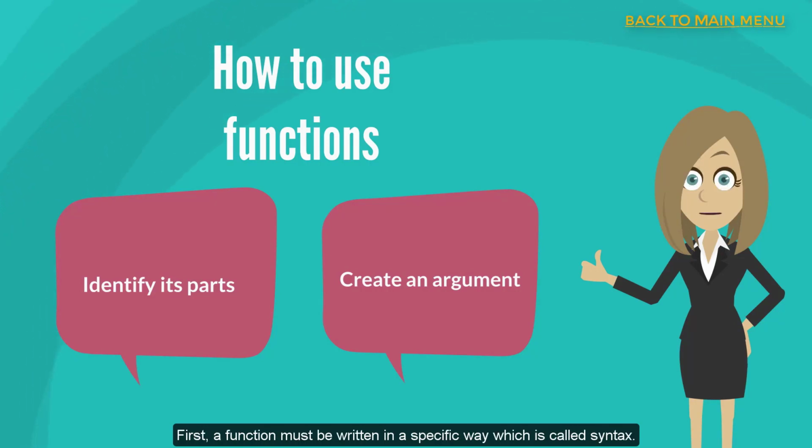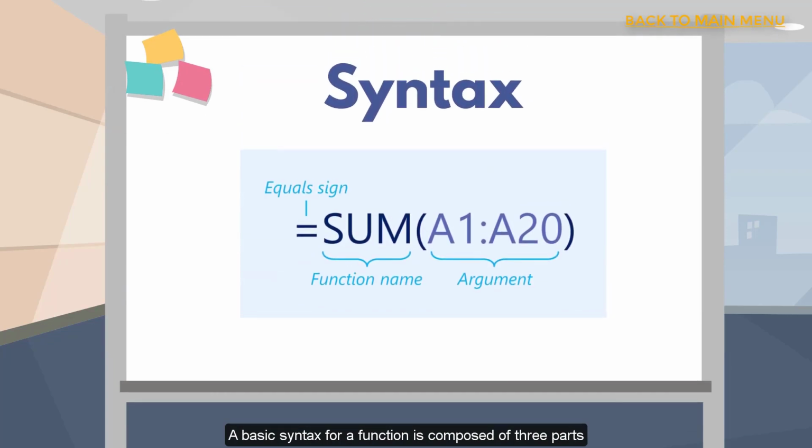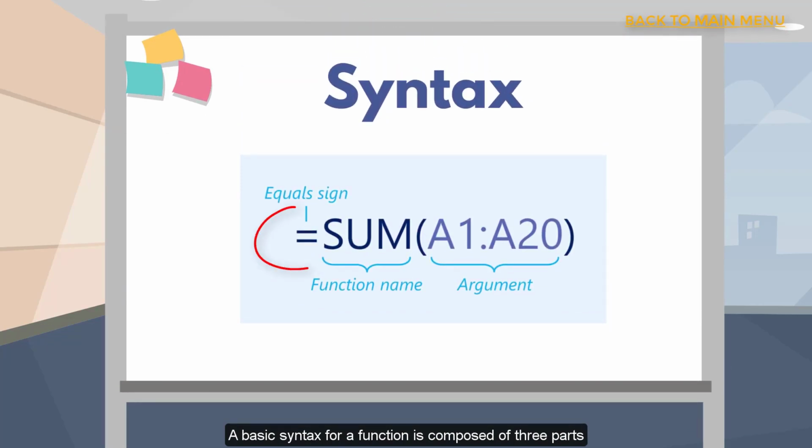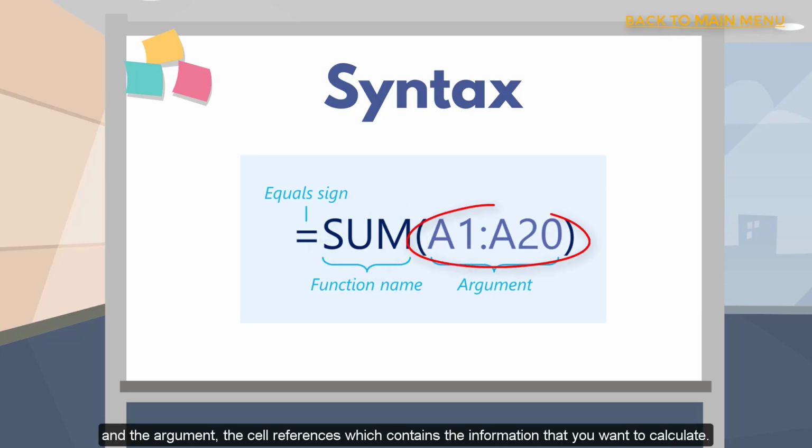First, a function must be written in a specific way which is called syntax. A basic syntax for a function is composed of three parts: equal sign, function name, example, sum, average, or maximum, and the argument, the cell references which contain the information you want to calculate.